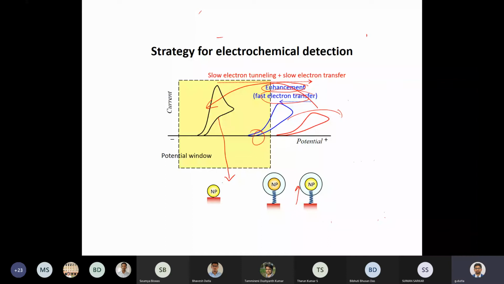So this implies that maybe you generate a sensor where some nanoparticle is very close to the surface, some nanoparticle is very far from the surface, and some nanoparticle may be coated with some other material. That thing you can explain by measuring their cyclic voltammetry and their peak position.